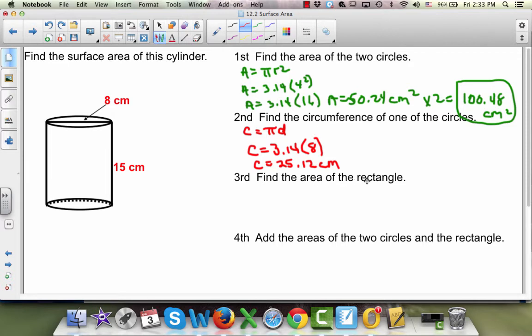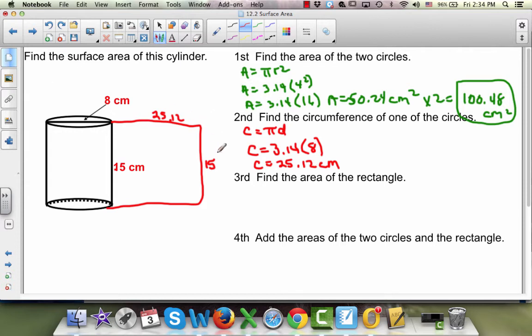Find the area of the rectangle. So what we did is we unfolded this like this. We know that this part's 15. And when we found the circumference of this circle, we found out the length of this one right here. So this is 25.12. Now to find the area of the rectangle, you go length times width. So pause the video, find the area of the rectangle, and then return to me.